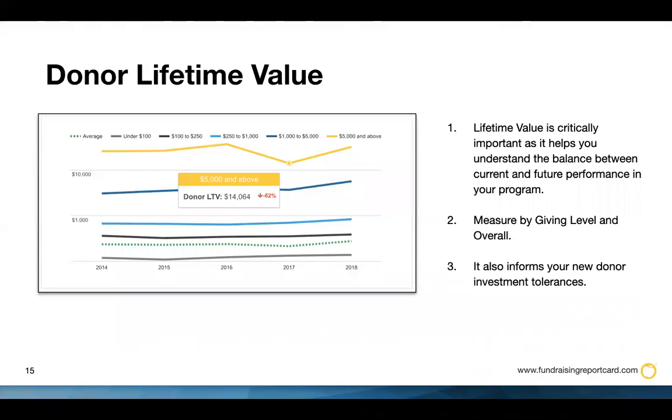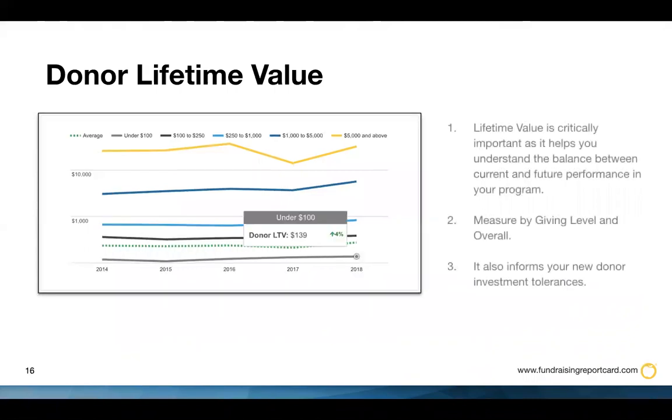My third bullet point here, I'm going to change the graph for you. It's that donor lifetime value can inform your new donor investment tolerances. Let me change the graph so you can see. I've highlighted at the very bottom, in that gray area, the under $100 donors, which might be a typical newly acquired donor, right? So here we know the lifetime value of an under $100 donor is $139.